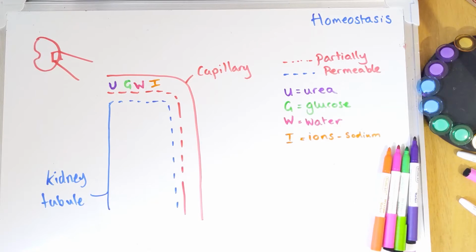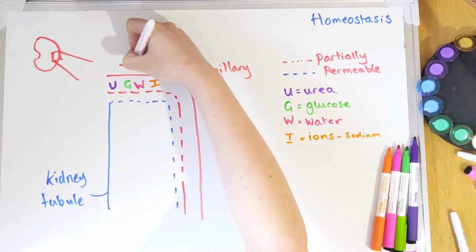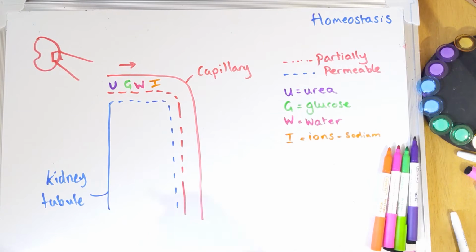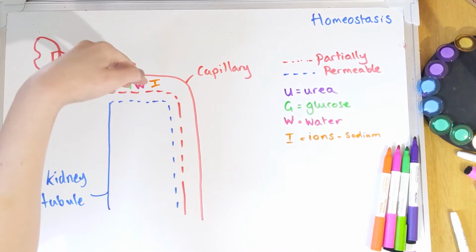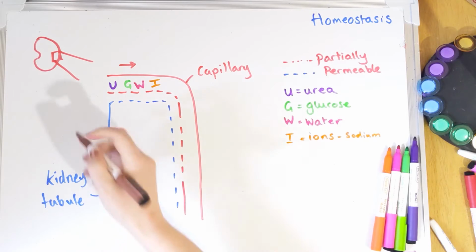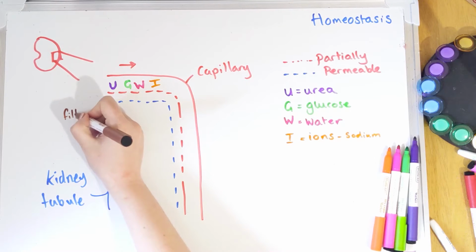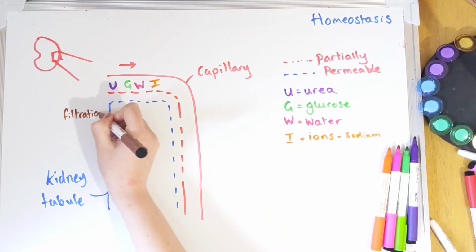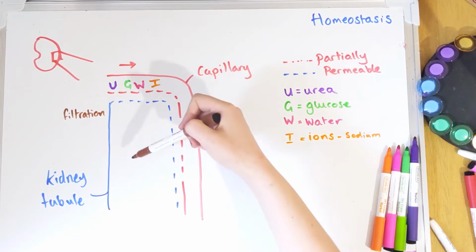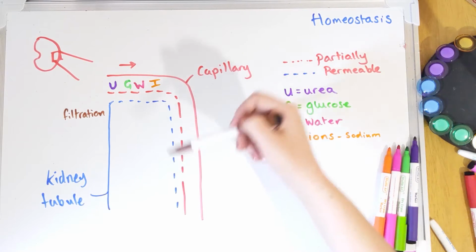Right, so your blood's coming in, let's use red. The blood's coming in, carrying these substances that your body wants or wants to get rid of, and they will move from the capillary into the kidney tubule. Everything moves whether they like it or not. This process is called filtration. So your urea is going to move into the tubule, the glucose is going to move in, your water is going to move in, and your ions are going to move in.